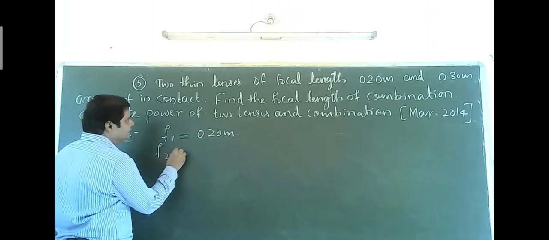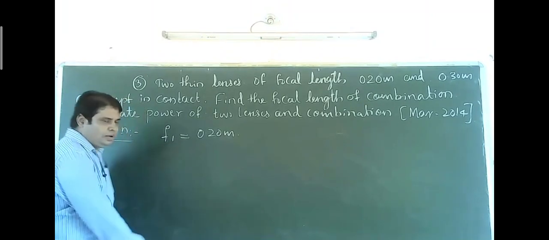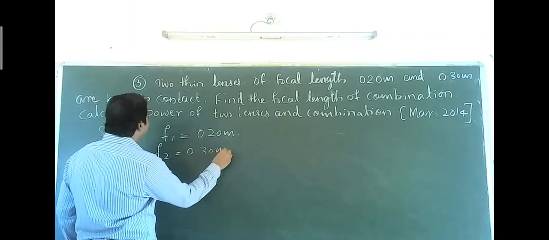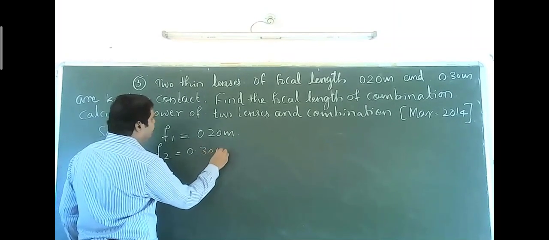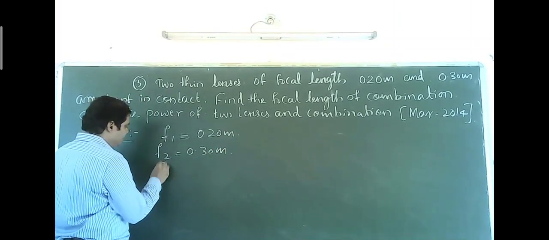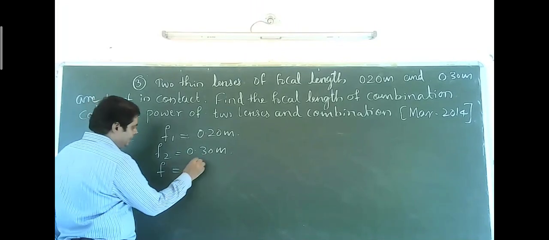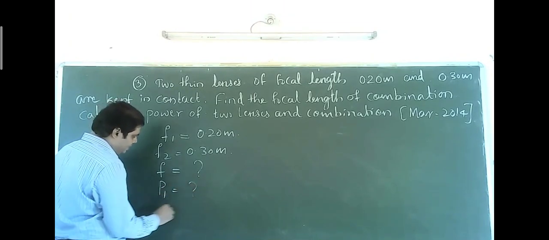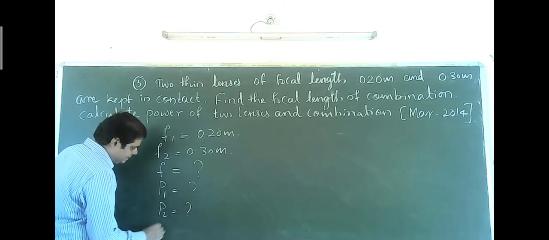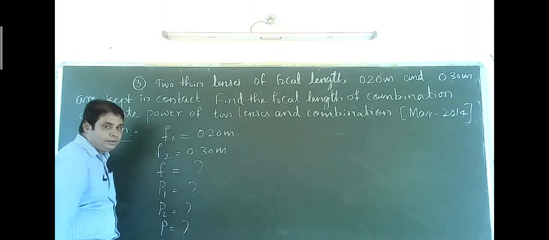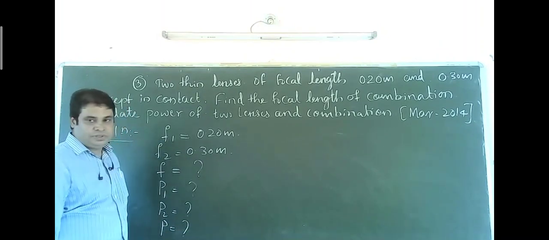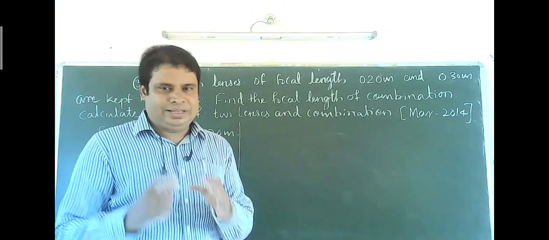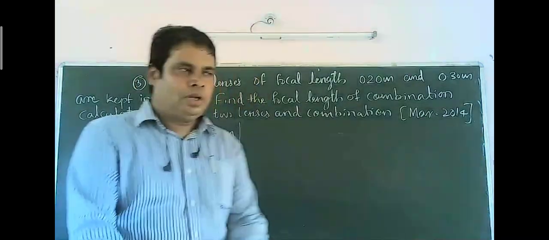Focal length of second lens is 0.30 meter. You have to find the equivalent focal length F. What is the equivalent focal length? And the power of the first lens, the power of the second lens, and the power of the combination. These are the things we are supposed to find. Which formula do we have to use? Of course, two thin lenses kept in contact.